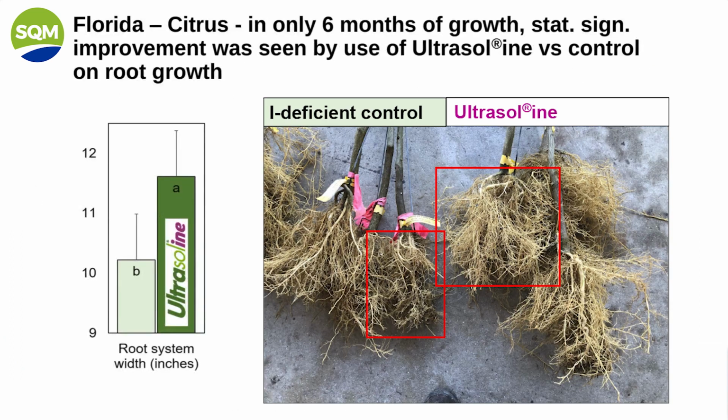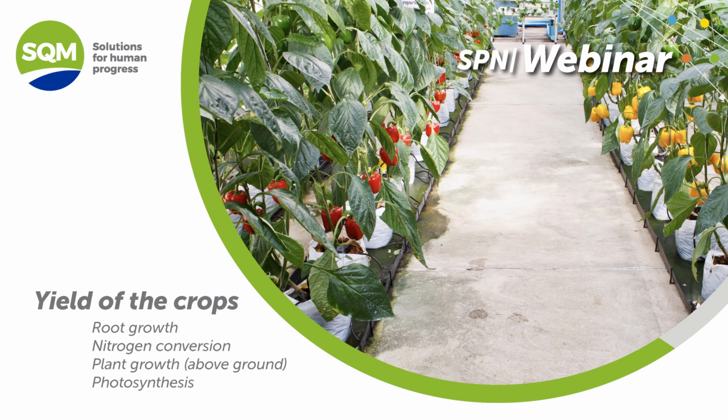Similar in a trial in Florida, in the USA, in only 6 months of growth of these trees for propagation, and it was orange trees, we found a statistically significant improvement in the root development of these plants. The plant's root system was wider and it contained more lateral roots, comparable to what we saw in Arabidopsis. Next, the points of root growth, nitrogen conversion, plant growth, and photosynthesis.